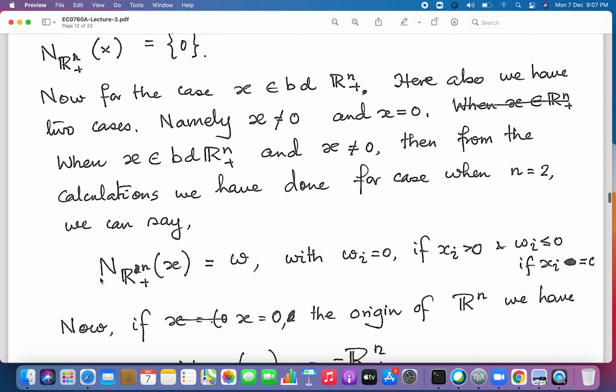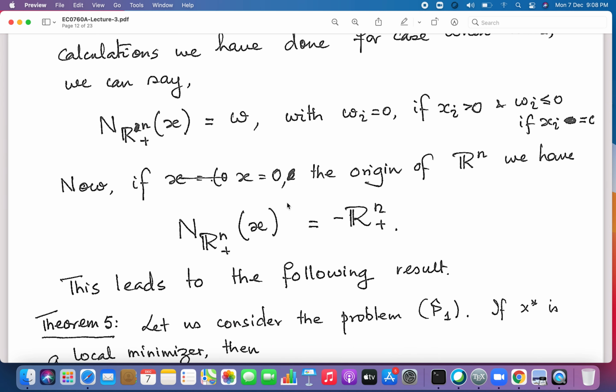So in general, we can write the normal cone to Rn plus at x as the set of w with wi equal to 0 if xi is strictly greater than 0, and wi less than equal to 0 if xi is equal to 0. This, which you will see later on, can be expressed by the single statement that wi into xi is equal to 0 for all i. And when we are looking at the origin, the normal cone to Rn plus is nothing but minus Rn plus.